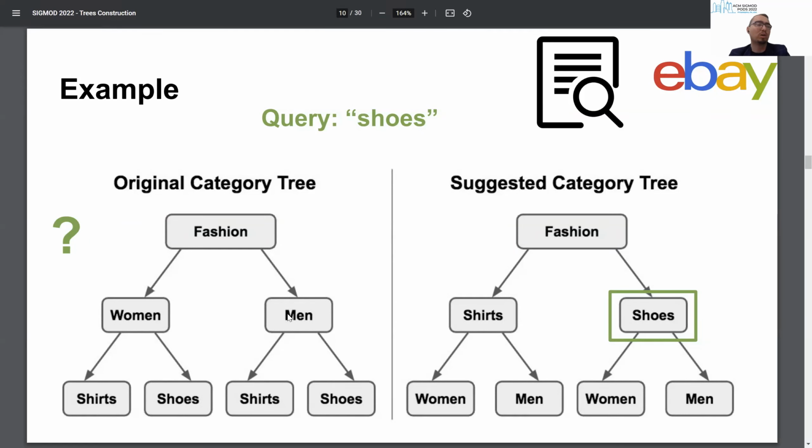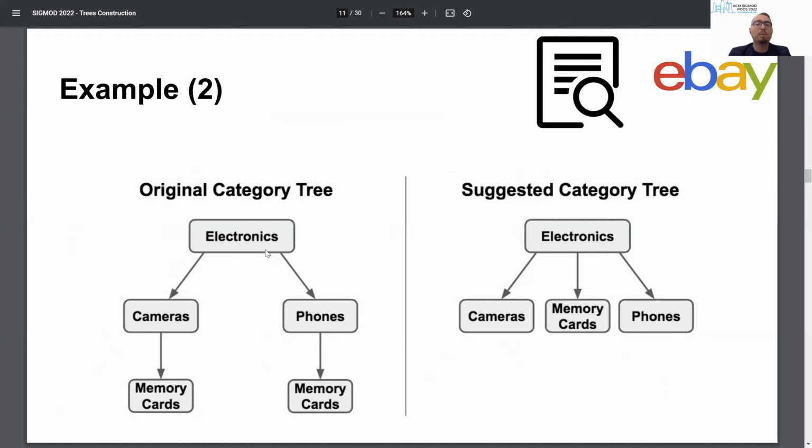Hence, you cannot return one specific category, which is very precise. Instead, you need to return maybe the whole fashion category in order to help the user find relevant information. Same as for another example of memory cards.